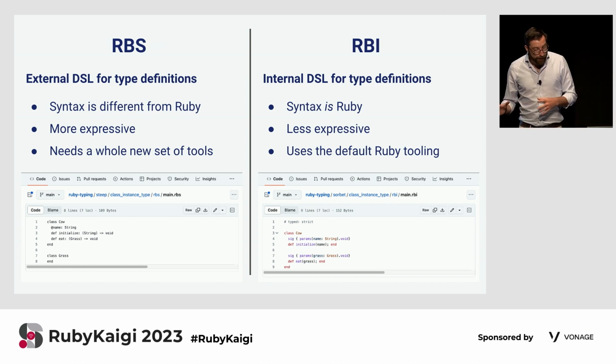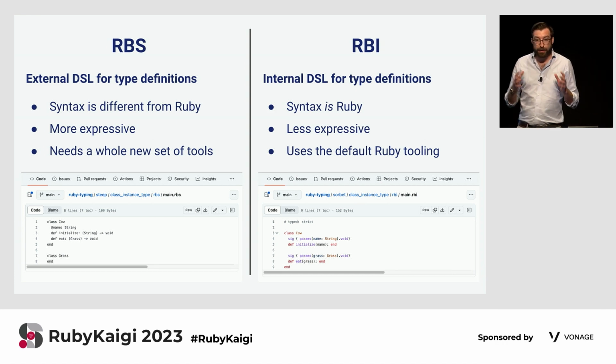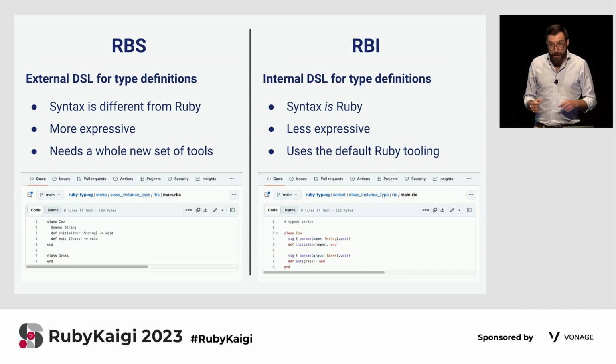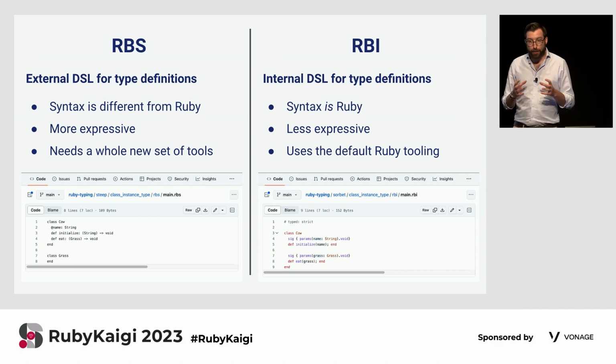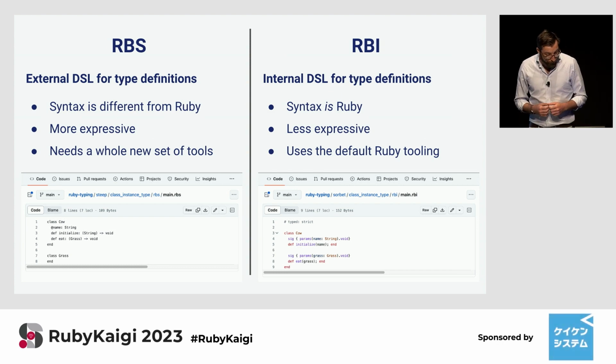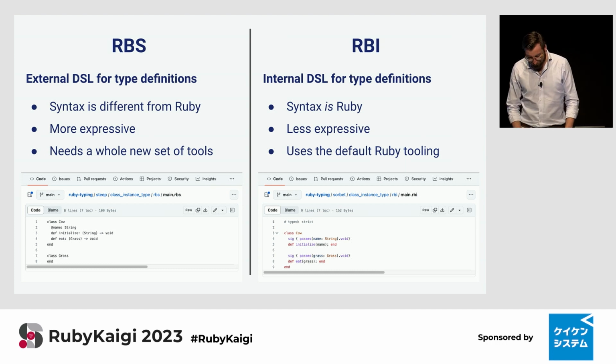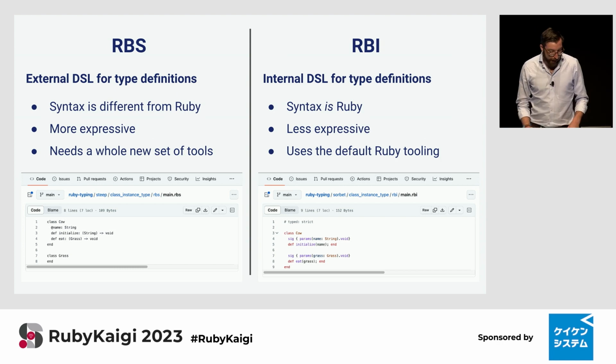At the opposite, RBI is using what we call an internal domain-specific language for type definitions. The syntax is Ruby. It is written inside Ruby. It's a bit less expressive because you're constrained to what Ruby allows to define the structures you want. But in exchange, you get all the power of all the Ruby tools that already exist, such as formatting, RuboCop, etc. And you also have syntax highlighting for free.